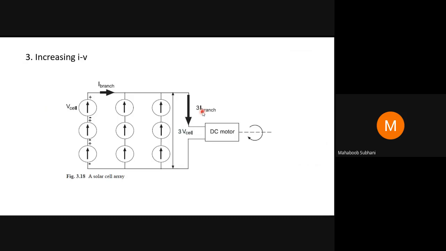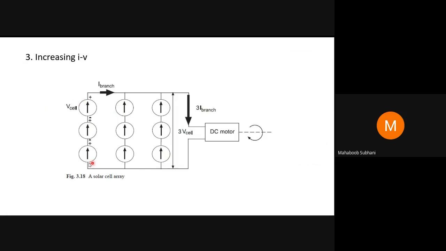Earlier we have seen the individual IV and PV characteristics with respect to only a single cell. Now we are going to see how to increase the IV characteristics of an array. Now, what is an array? An array is nothing but two or more cells connected in series and parallel, or all the cells which are connected in series and parallel combined together is called an array.